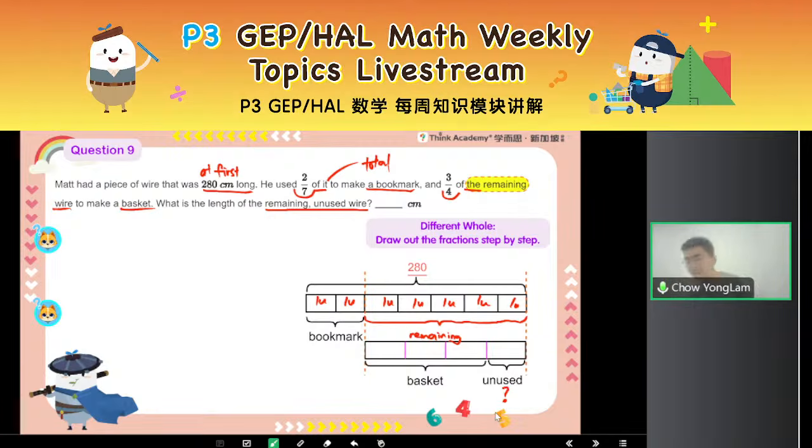Right. Now, in the previous question, we are going from small to big. Now we are going from big to small. Given the total, we want to find the unused part. So when should I start?